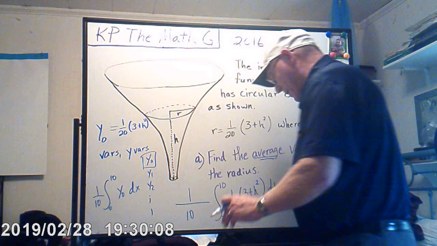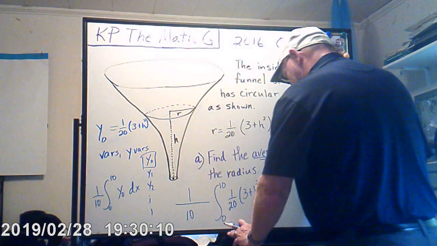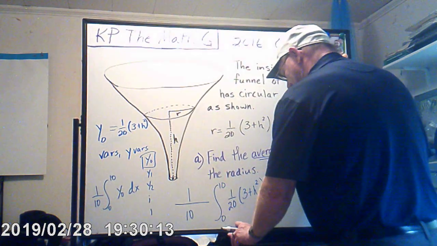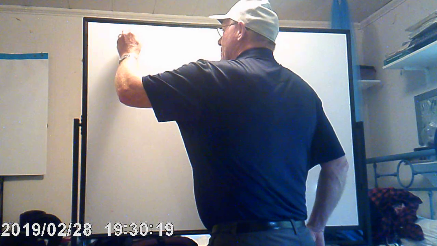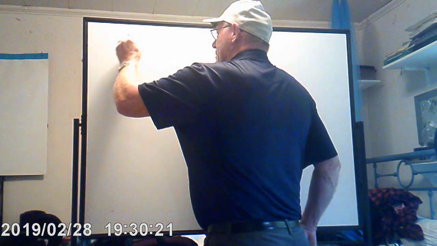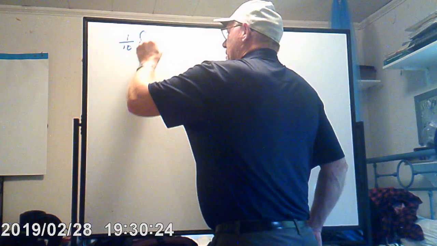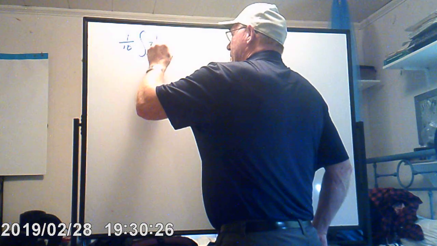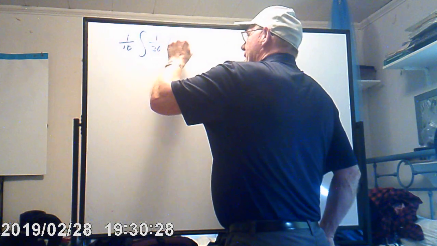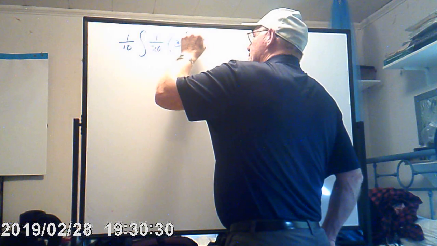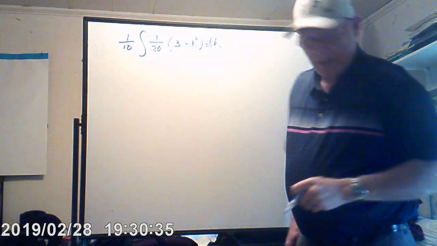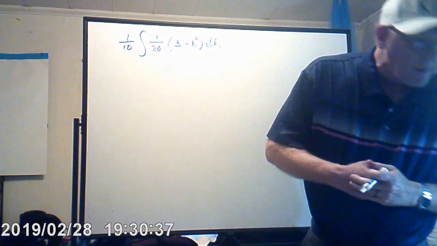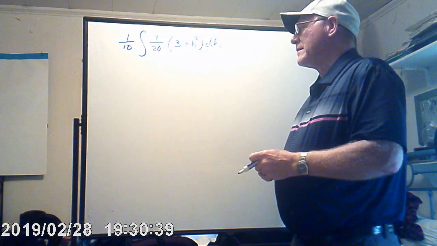Let's put the problem back up here. Let's flip it over so we can have a little room to work it. I'm going to do it by hand. Alright, here we go. This is 1/10. I want to say this is 1 over 20 times (3 plus h squared) dh right there. Double checking to make sure. Now that's it right there.